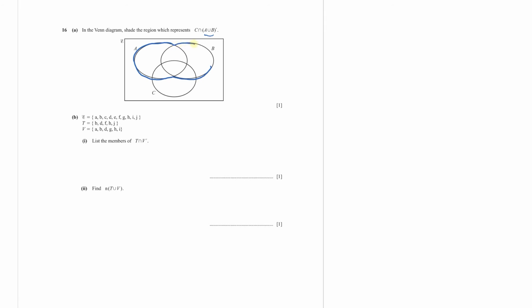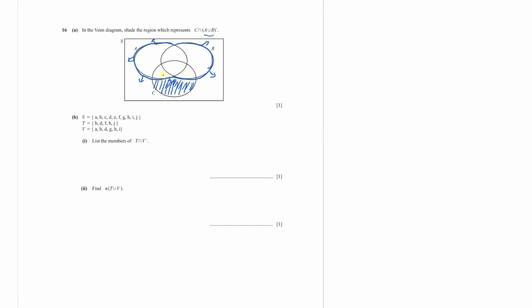Everything inside this boundary is A union B. Now you're looking for A union B complement. So everything outside of this blue boundary is A union B complement, right? Everything outside of this blue, you have to find its intersection with the set C. So which is the intersecting region between everything that is outside blue and this set C? This is the only region that is outside of blue and also part of C.